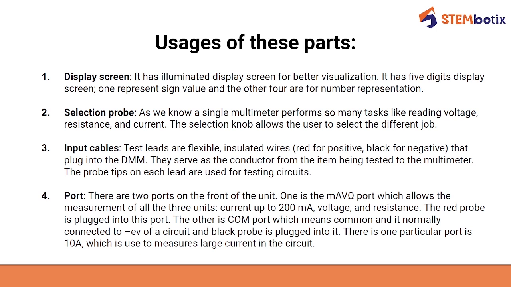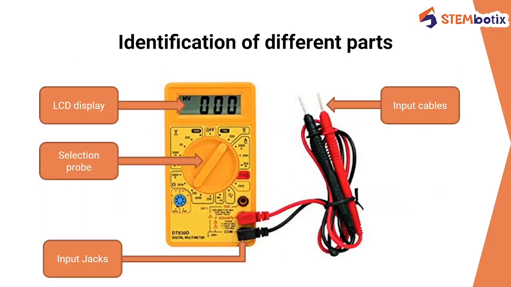Now input cables. Test leads are flexible, insulated wires, red for positive and black for negative, that plug into the DMM. They serve as a conductor from the item being tested to the multimeter. The probe tips on each lead are used for testing the circuit. This provides nothing but a conducting path, just as a jumper cable or a wire, for connecting the digital multimeter to the circuit in which we are going to measure the unknown quantity.